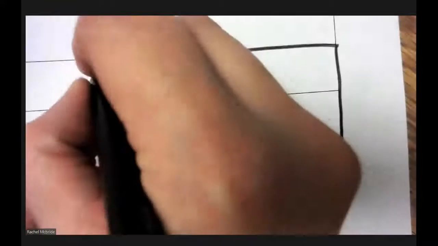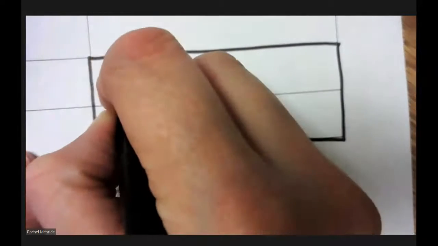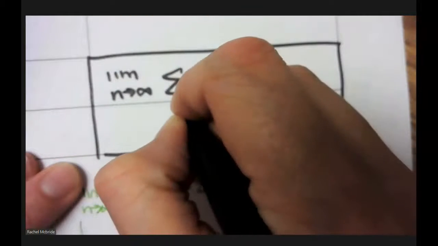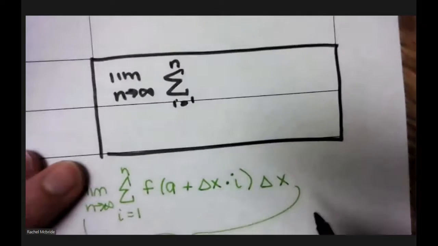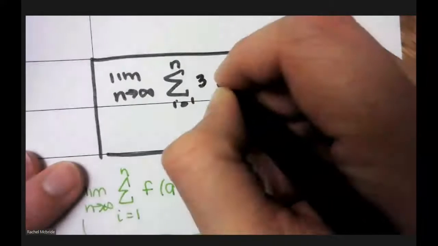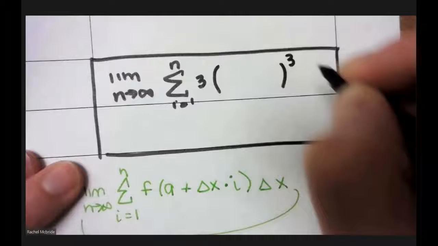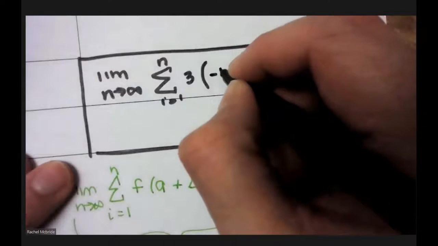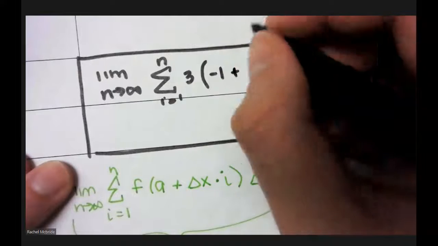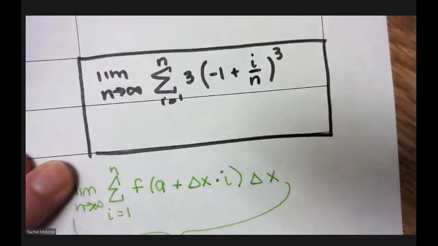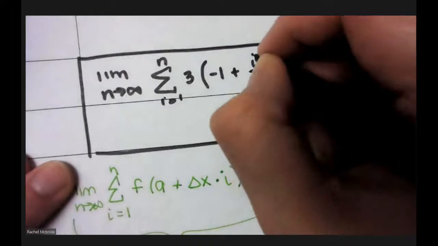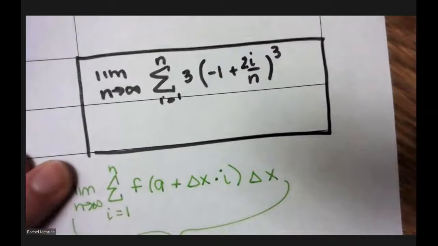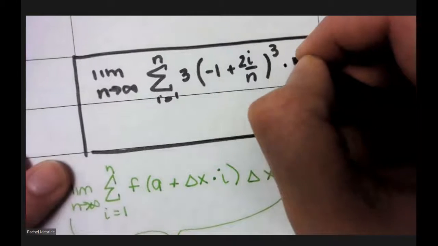So what if I gave you the limit as n approaches infinity of the summation from i equals 1 to n of, and let's say that it was a 3, and then inside it is negative 1 plus 2i over n, I'll make it easier, cubed, times 2 over n.